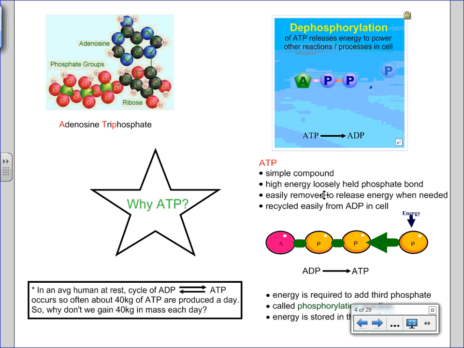So the characteristics that make it so useful: ATP is a simple compound. It has a high energy, loosely held phosphate bond, which is easily removed to release energy when it's needed by the cell. And it's recycled easily. So when another reaction happens that releases energy, then it can be coupled to the phosphorylation, or adding of phosphate, to ADP. Okay, so ADP plus Pi, the phosphate group, gives you ATP.